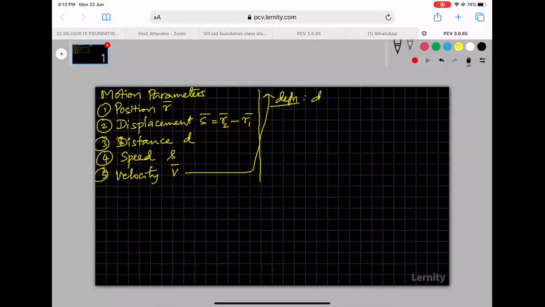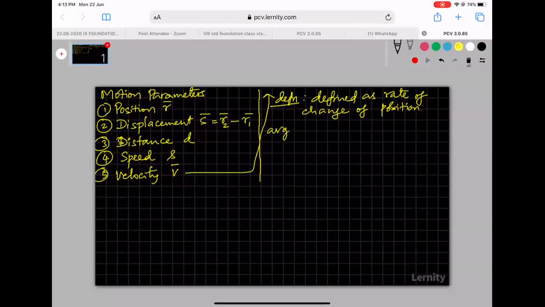Velocity is defined as the rate of change of position. The rate at which the object's position changes is what is called velocity. We have already discussed the difference between average and instantaneous.